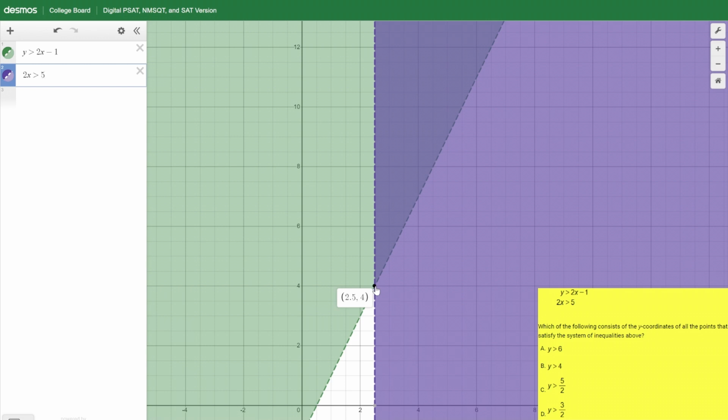And you can see that the point above this, which is the two shades of green and purple, is going to be y is greater than 4. So any point above this satisfies both inequalities, which means that y has to be greater than 4 for it to work, which means that the answer is going to be B, y is greater than 4.